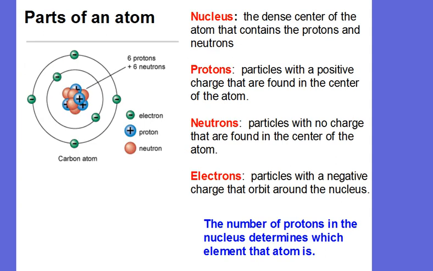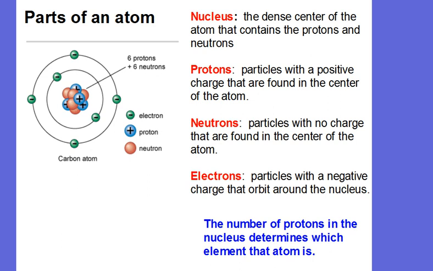We talked briefly about how the particles that make up an atom are arranged, just to have an understanding of what an atom is. In the center of the atom is a nucleus, and that's where you find protons and neutrons. And we're not going to get into too much detail about that, but just an understanding of how an atom is made up. And then electrons are the particles that orbit around the nucleus, and they have a negative charge.